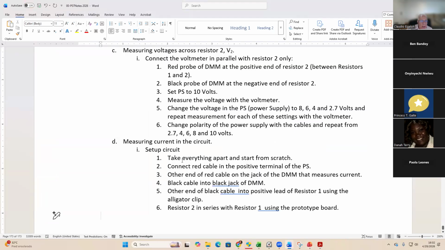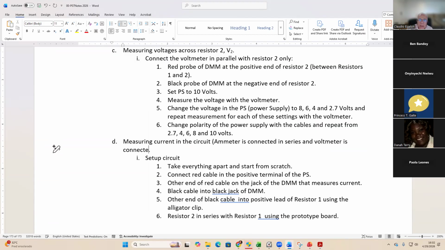Okay, measuring current. Let me just write that down here. Ammeter is connected in series and voltmeter is connected in parallel. Let me see if there are any questions. No.